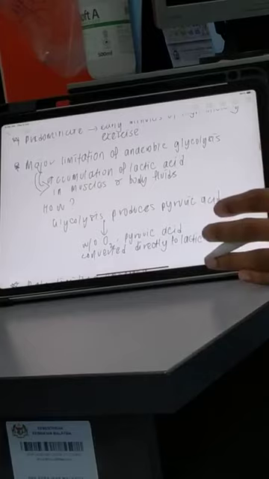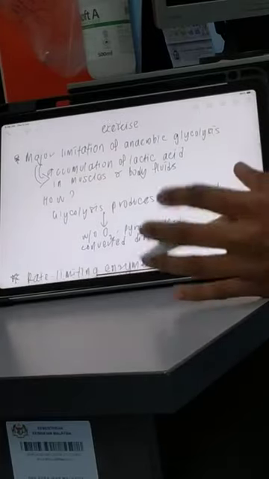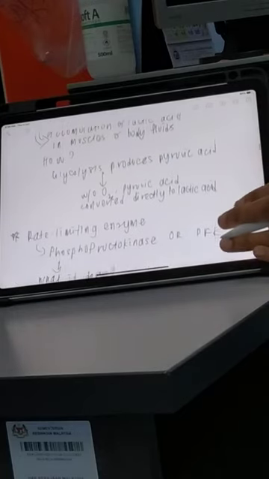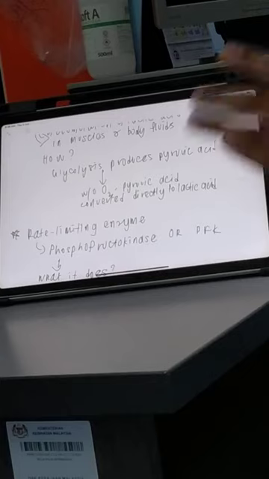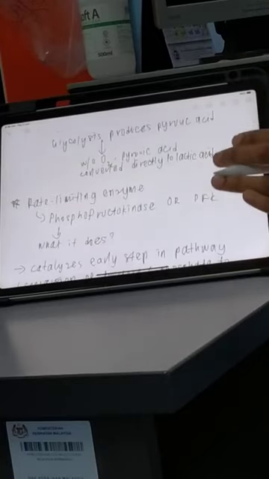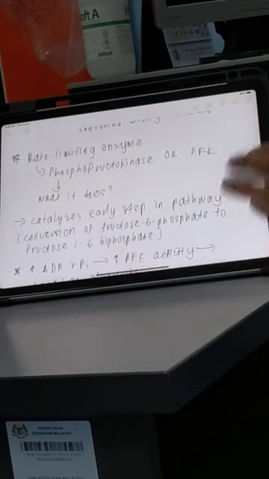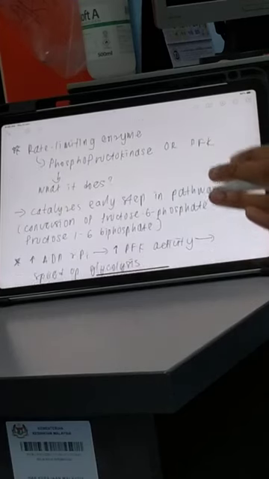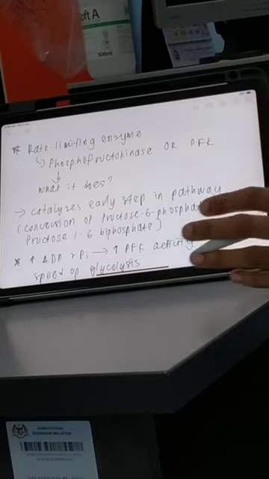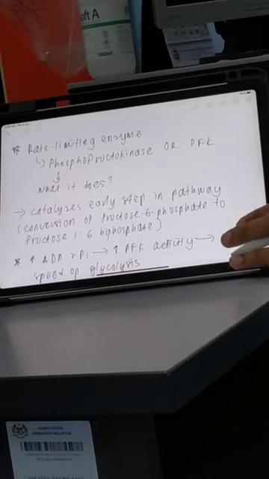How it happens is that when glycolysis produces pyruvic acid, the pyruvic acid is converted directly into lactic acid. For this glycolysis pathway, usually the rate limiting enzyme is phosphofructokinase or PFK. What it does is catalyze an early step in the pathway, the conversion of fructose 6-phosphate to fructose 1,6-bisphosphate.